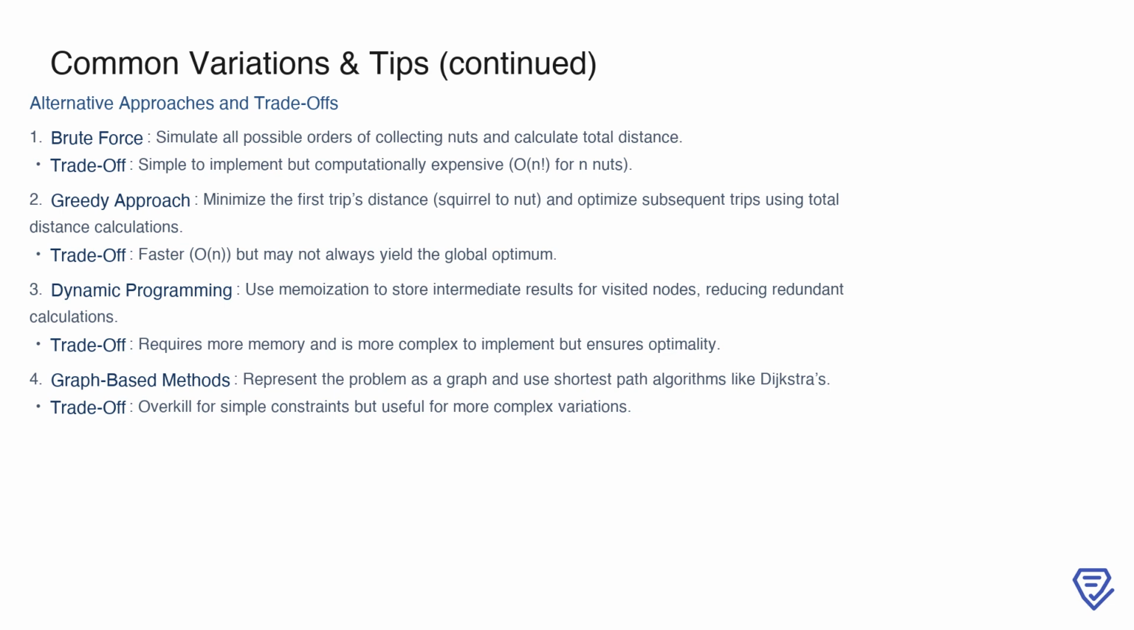For guaranteed optimality, dynamic programming can be used to store intermediate results for visited nodes, eliminating redundant calculations. However, this approach requires more memory and is more complex to implement. Finally, graph-based methods, such as representing the problem as a graph and applying shortest path algorithms like Dijkstra's, can be useful for more intricate variations of the problem. While these methods can handle complex constraints, they are often overkill for simpler scenarios like this one. Each approach has its place, and understanding their trade-offs will help you choose the best strategy for the given constraints.